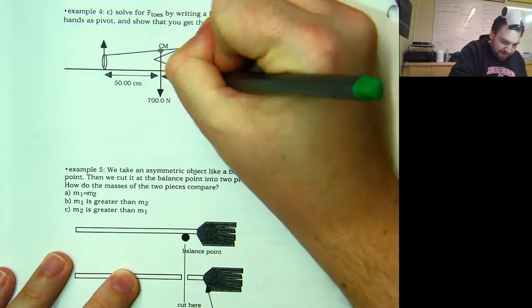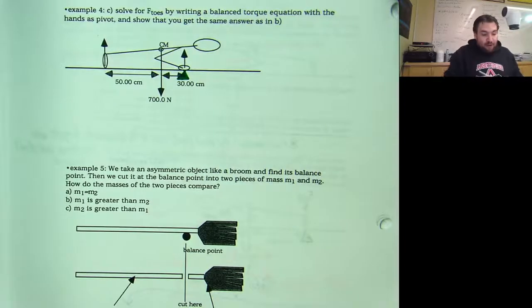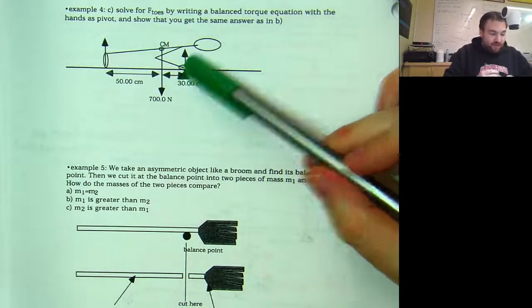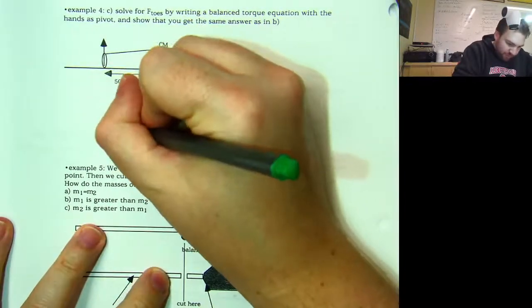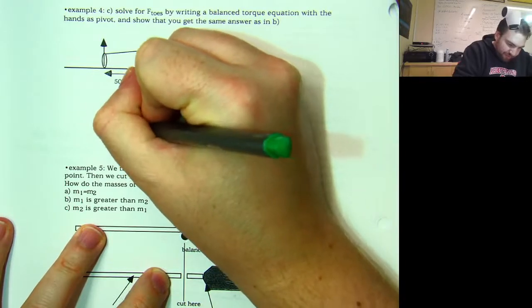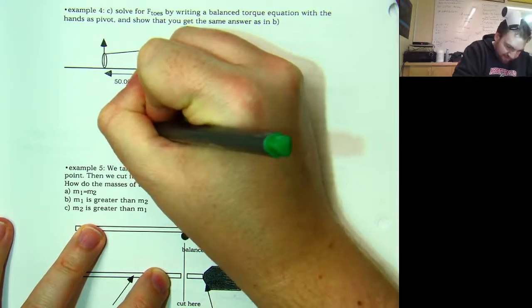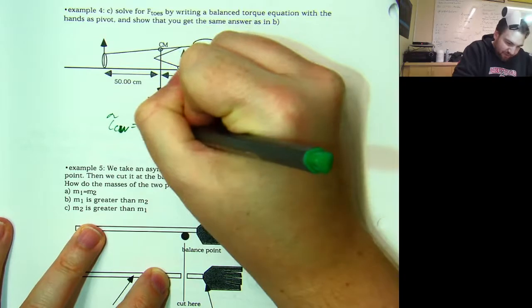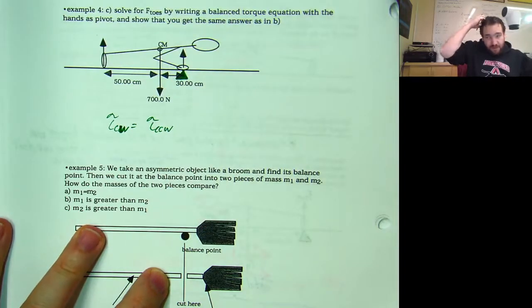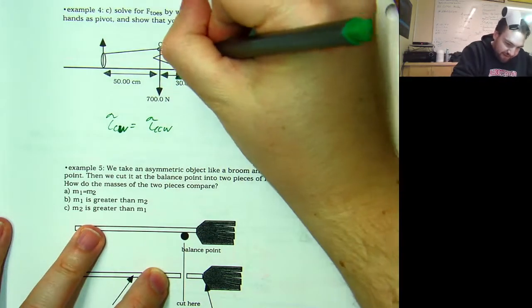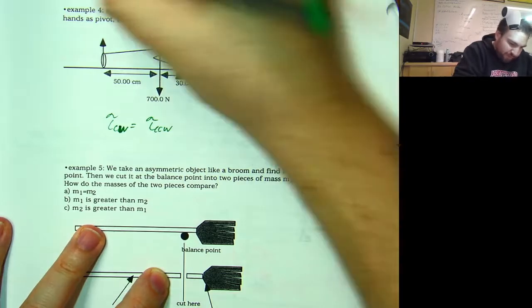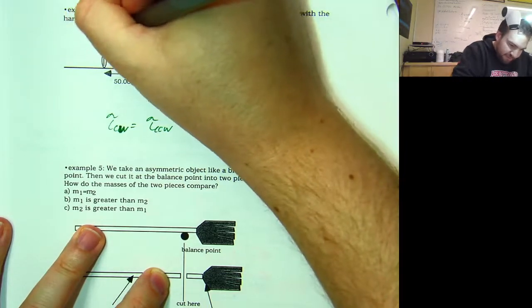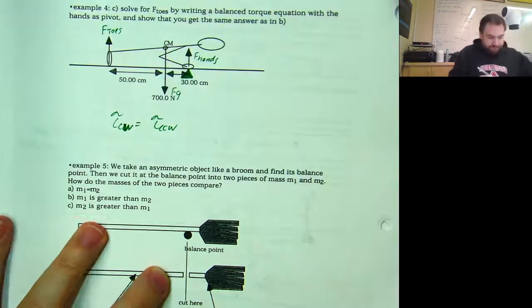If I put the pivot here, now what I'm doing is I'm eliminating this. My torque equation, torques clockwise equal my torques counterclockwise. So if my pivot is here, I got F hands. I'm not going to do all of it, but I'm just going to show you kind of quickly what this looks like. F toes and FG.